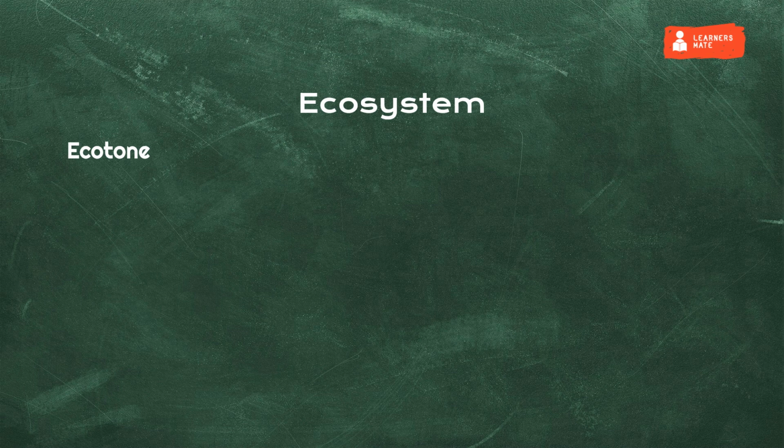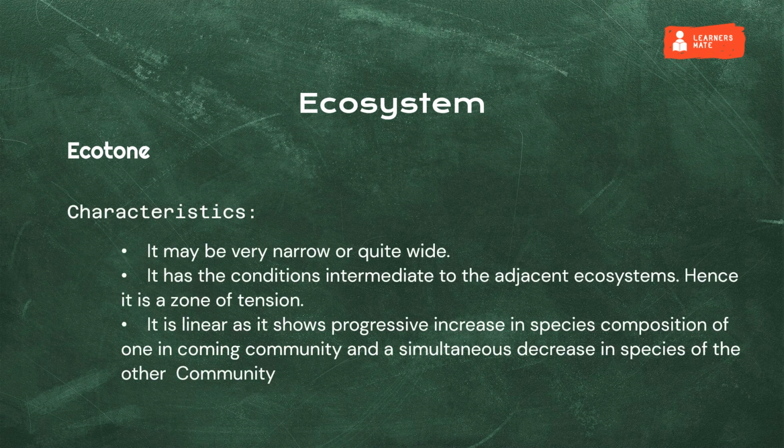Characteristics of ecotone. It may be very narrow or quite wide. It has a condition intermediate to the adjacent ecosystems, hence it is a zone of tension. It is linear as it shows a progressive increase in the species composition of one incoming community and a simultaneous decrease in the species of the other outgoing adjacent community.